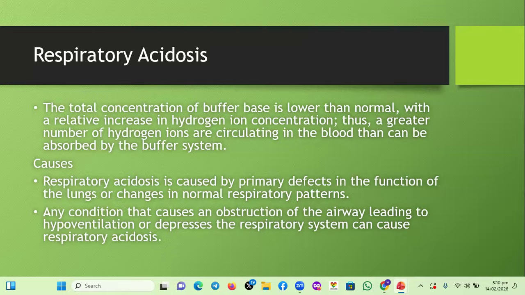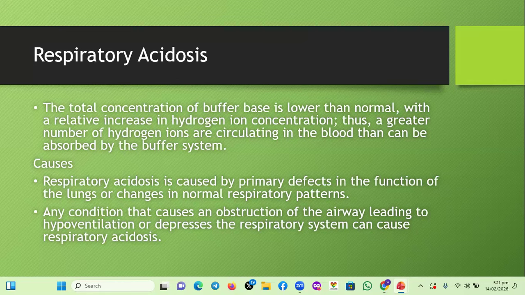And I'm saying that in respiratory acidosis, the problem is coming from the respiratory system. The lungs are not working adequately to get rid of carbon dioxide. So the system is retaining more carbon dioxide, leading to the body becoming more acidic, or the blood becoming more acidic. So we'll now look at conditions.